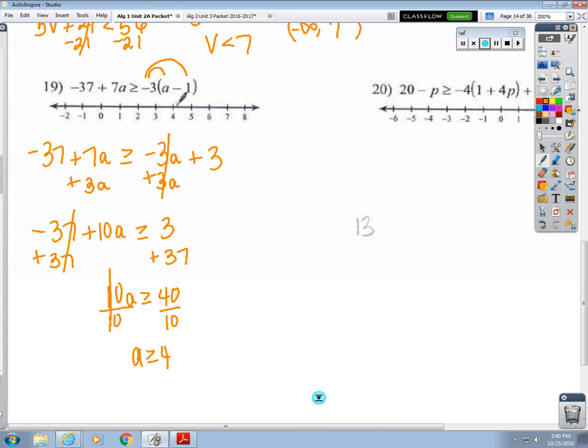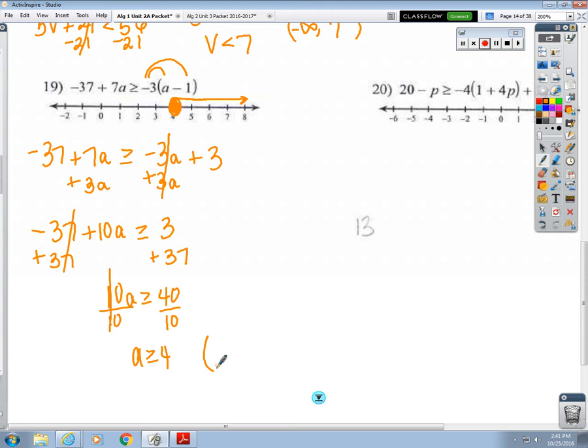So when we circle 4, is it opened or closed? Closed, because you can have a solution equal to 4. So 4 is one of the solutions, and you show that by filling it in. And then the rest of the solutions are which way? To the right.